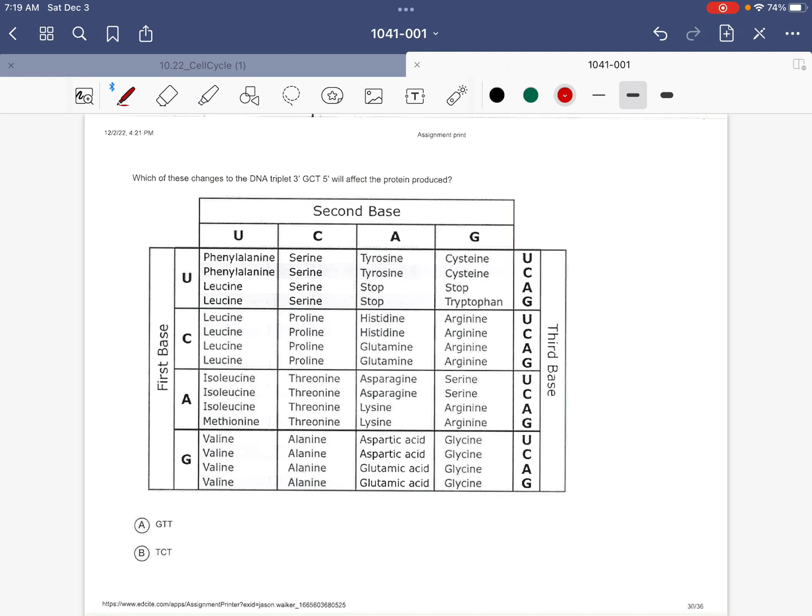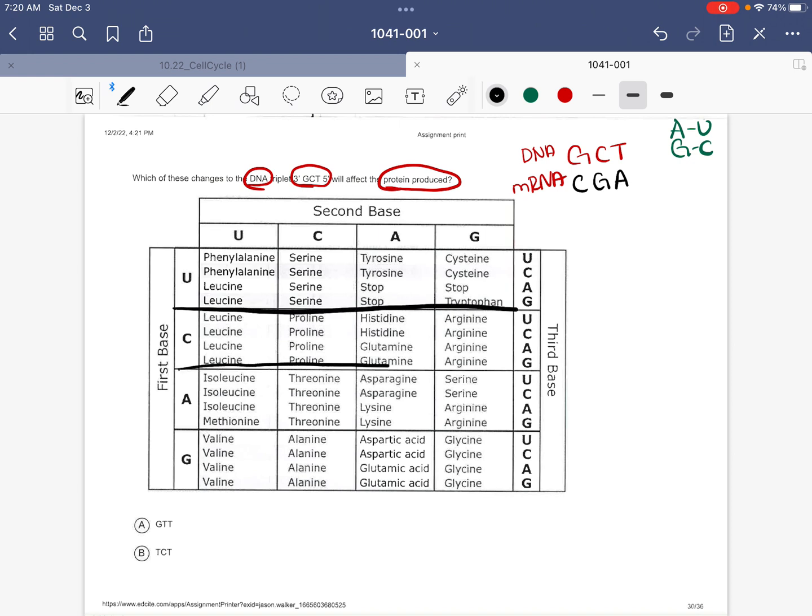Moving on, which of these changes to the DNA triplet? So here we have, it does tell us it's in DNA, GCT, will affect the protein produced. So we start off with GCT. We have to convert it into our messenger RNA. Remember, for mRNA, our bases are now A, U, G, C. So again, the G is with C, the C is with G, and the T is with A. CGA. So we have C, we have G, and we have A. Arginine is our amino acid. So now we're going to our answer choices and see which one is different.